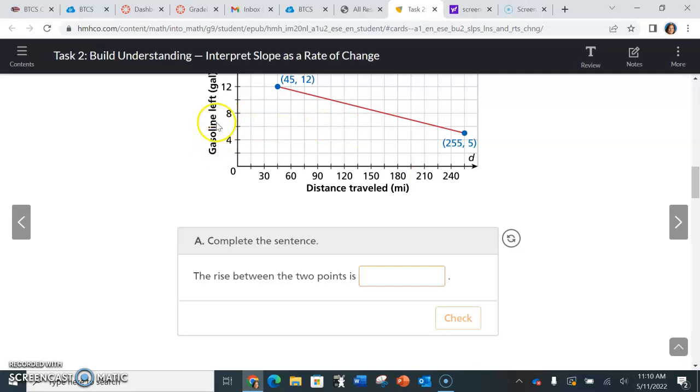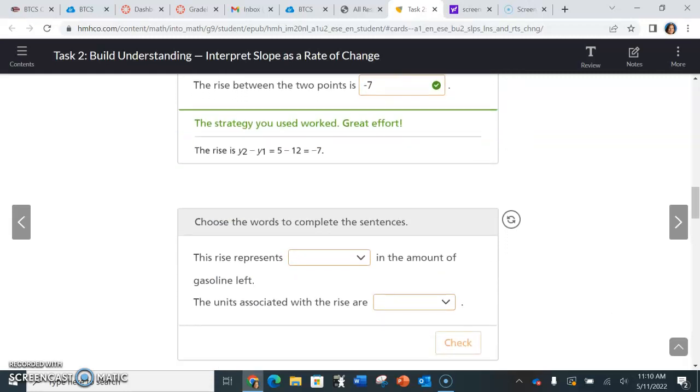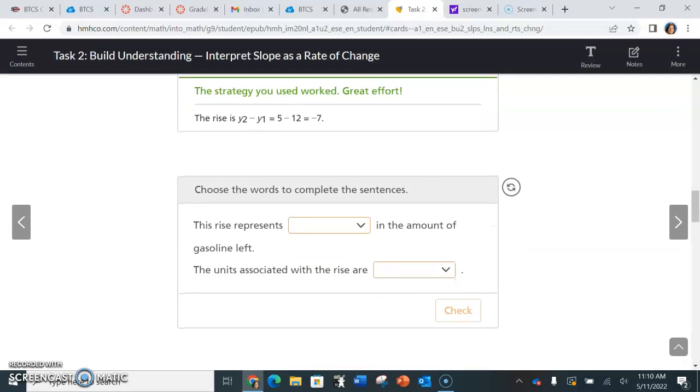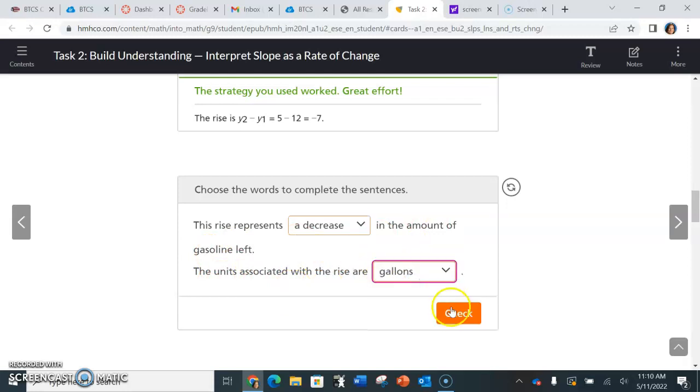Again here, this is gallons left, and this is distance traveled in miles. It says the rise between the 2 points is, from here to here, we go from 12 down to 5, so that would be -7. And that's your difference of y's. The rise represents a decrease in the amount of gasoline left. The units associated with the rise are gallons of gas.